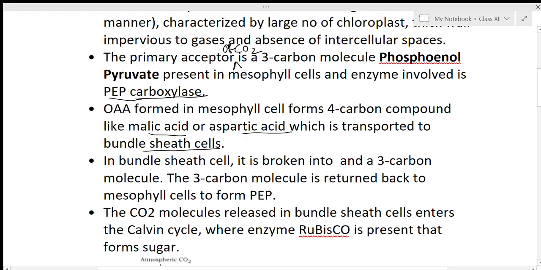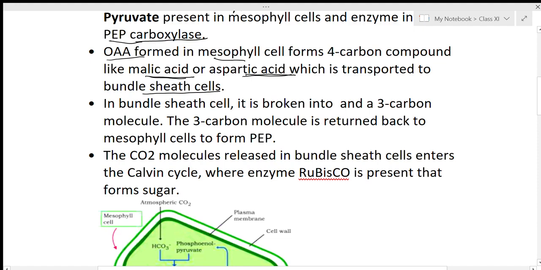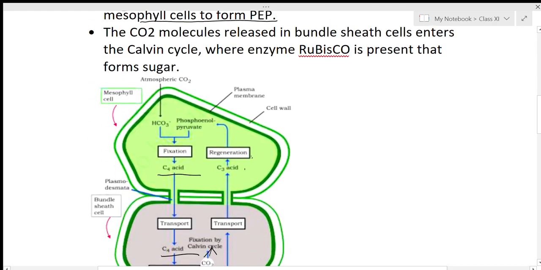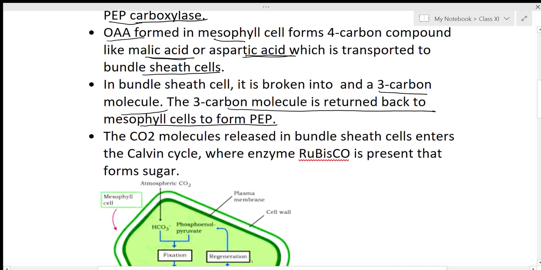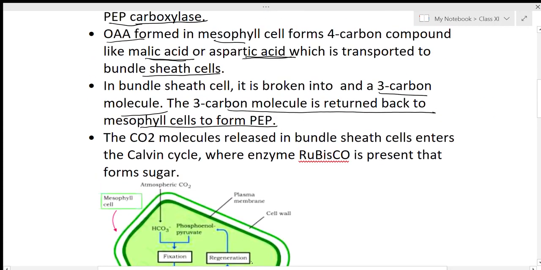So inside the mesophyll cell, this OAA is converted into malic acid or aspartic acid, which is also a 4 carbon compound. Then this malic acid is transported to the bundle sheath cell. Then what happens in the bundle sheath cell? It is broken down into a 3 carbon molecule, and this 3 carbon molecule is returned back to the mesophyll cell to form PEP. Here we can say that the C3 acid is transported into the mesophyll cell again, and the C3 acid is converted into phosphoenol pyruvate. In this way, the regeneration of phosphoenol pyruvate takes place.